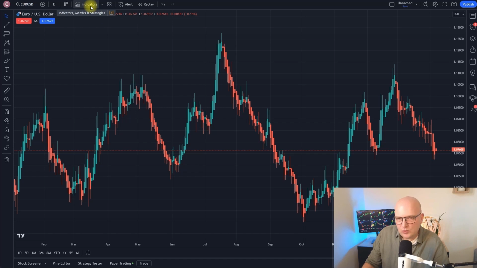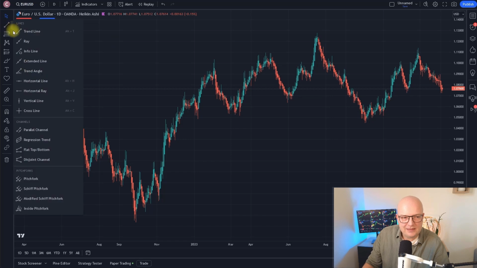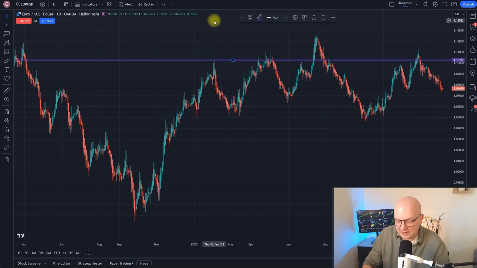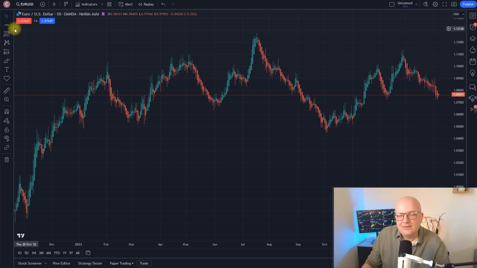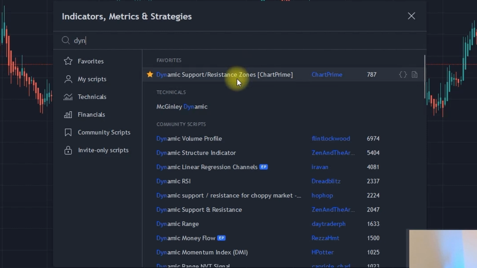Next step would now normally be that I would zoom out here and pick the tool to draw my horizontal lines to get a feeling where the areas of support and resistance of the chart are. And this can be quite laborious, especially if you want to update this every day and you are maybe trading assets that are a bit volatile. However, there's a great tool that can take this off your hand and add some extra sugar to it for your insights. And this one is called Dynamic Support and Resistance Zones by ChartPrime.